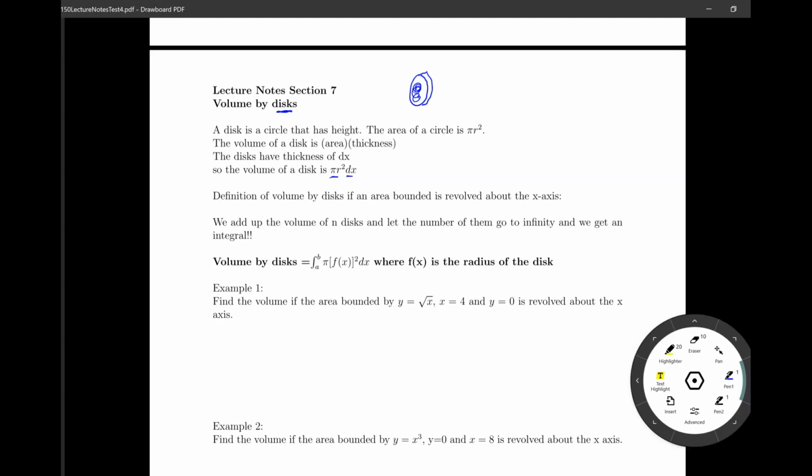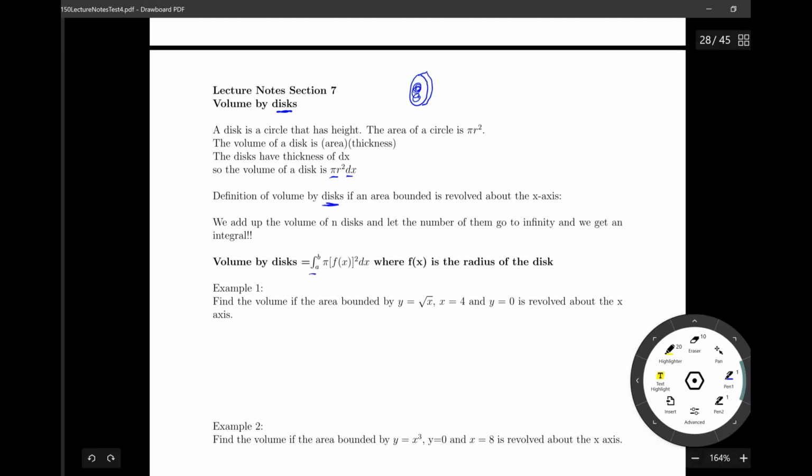All right, so what we're going to do is rotate an area to create disks. Last time we took cross sections and we took a slice. This time we're going to be rotating a rectangle around an axis and creating a disk. When we find the volume of one disk, we add them all up, and that gives us our integral.